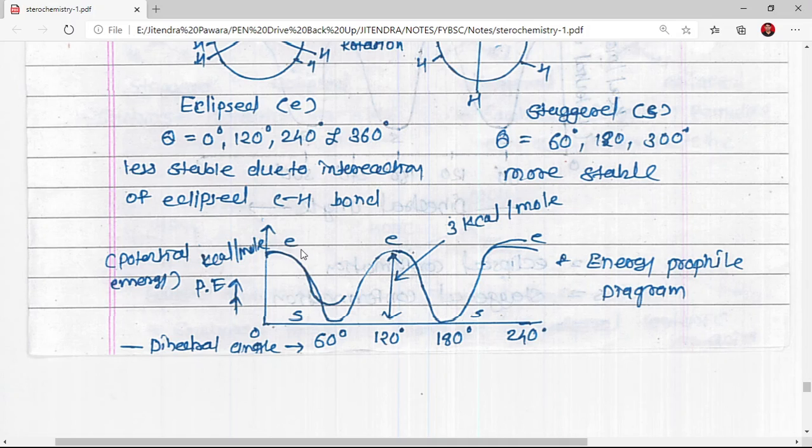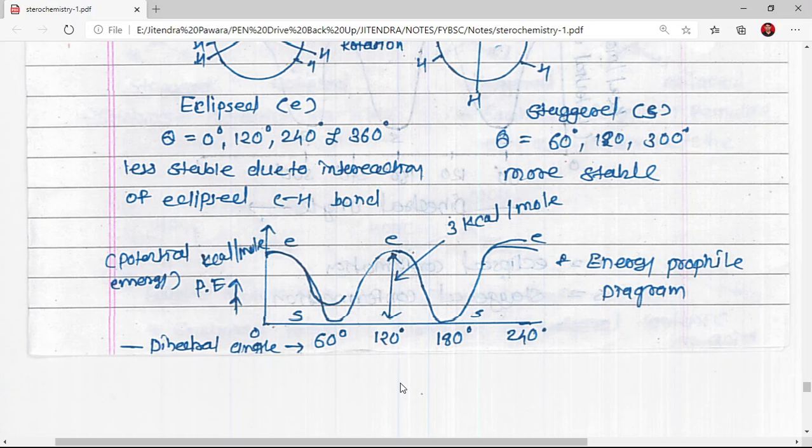Okay. So this is the energy profile diagram. It is a plot of potential energy on this axis, PE means potential energy, versus this dihedral angle. So from top to bottom, the energy of the molecule increases. E means eclipse conformation, and S means staggered conformation.